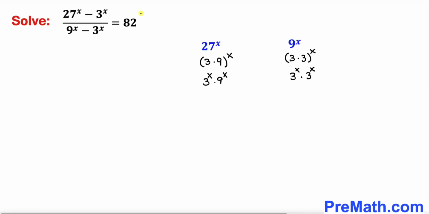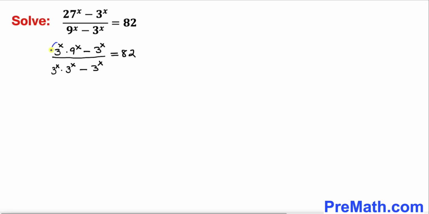So our original equation is going to become, replacing 27^x by this, 3^x times 9^x minus 3^x, divided by, replacing 9^x by this part, 3^x times 3^x minus 3^x, equals 82 on the right hand side.